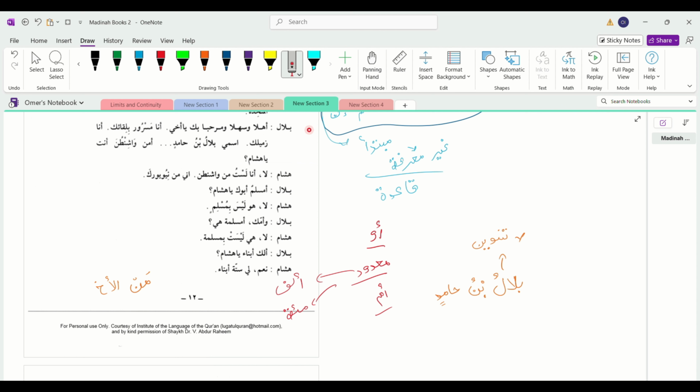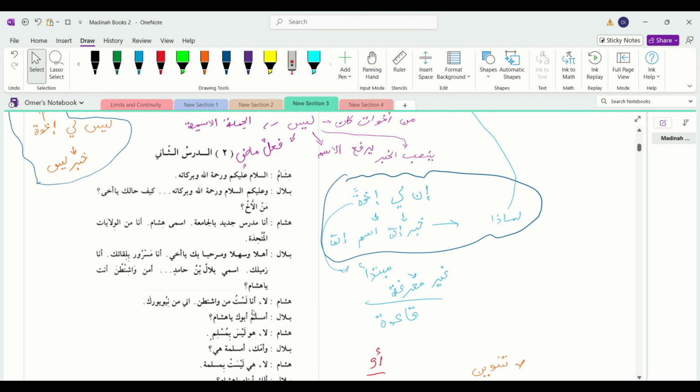من واشنطن أنت يا هشام. So من واشنطن. Min is a harf al-jar, but since Washington is an Ajami ism, a non-Arab ism with more than three letters, it is mamnu min as-sarf. Hisham: لا أنا لست من واشنطن. أنا من نيويورك. No, I'm not from Washington. I'm from New York.